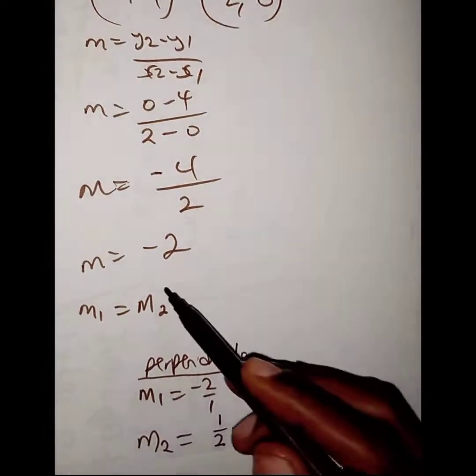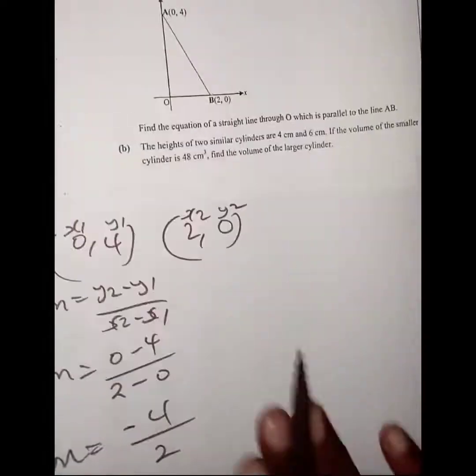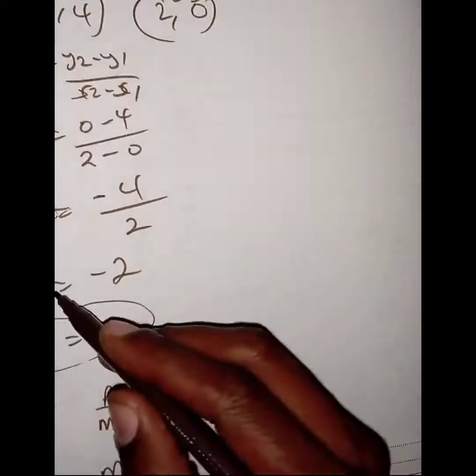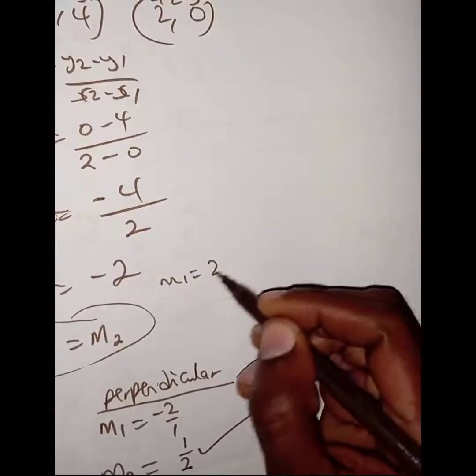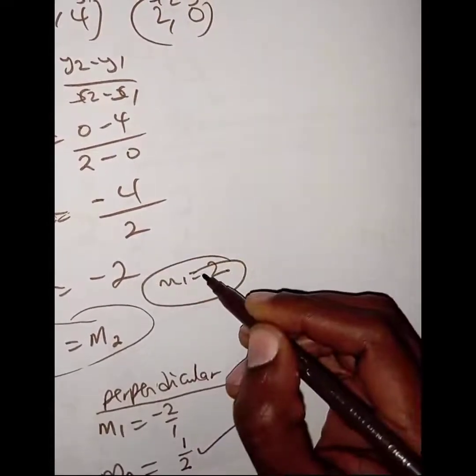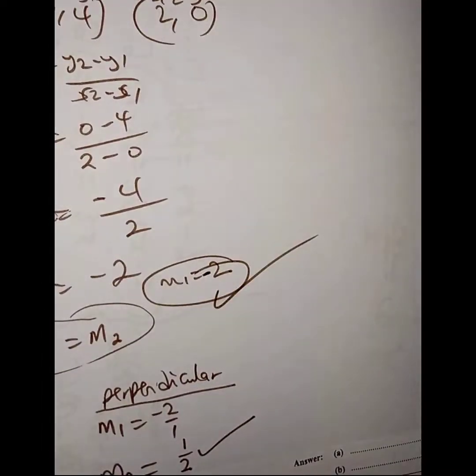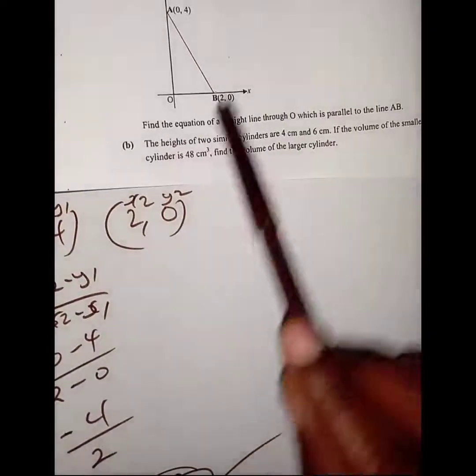But in this case, they have mentioned parallel. It means whatever gradient you find, use it. So this one is our m1. m1 is negative 2. So use the same one. Don't change it.